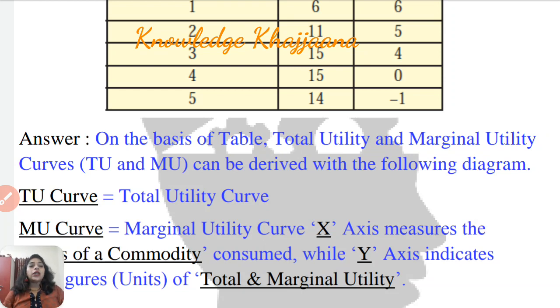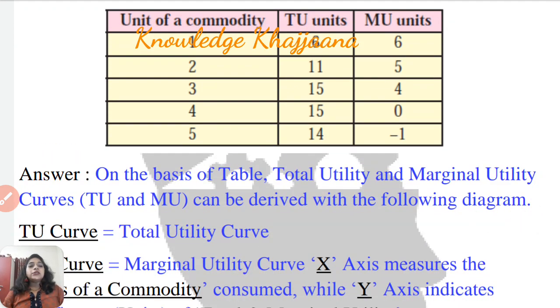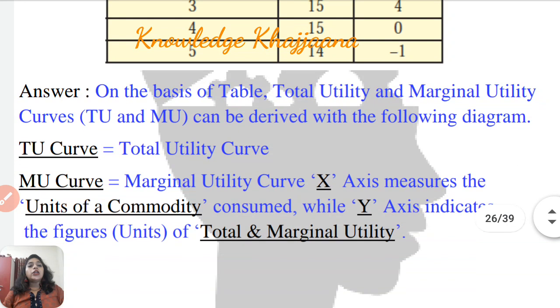On the basis of this given table, the total utility and marginal utility curves, that is TU and MU curves, can be derived with the following diagram. The diagram is given below. TU curve is the total utility curve and MU curve is the marginal utility curve. These are the short forms. What we have written in the graph is TU and MU only.